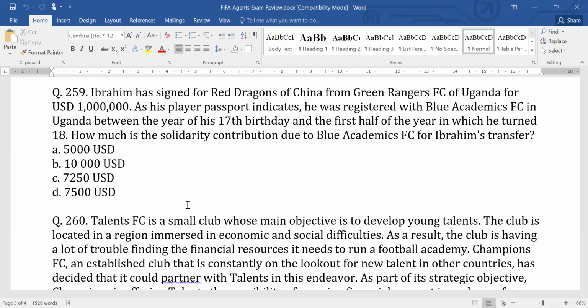Let me calculate that now. The 5% first is $50,000, so we're looking at 15% of 50,000. You can carry a calculator, but this one is a bit basic, so let me help you. 5% of that 1 million is $50,000. For age 17 it is 10%, which is $5,000. For age 18 it will also be 10%, another $5,000, but they say half of 18, so it is divided by 2. So the amount due is $7,500.